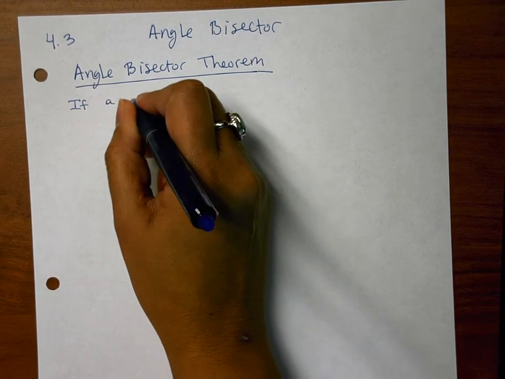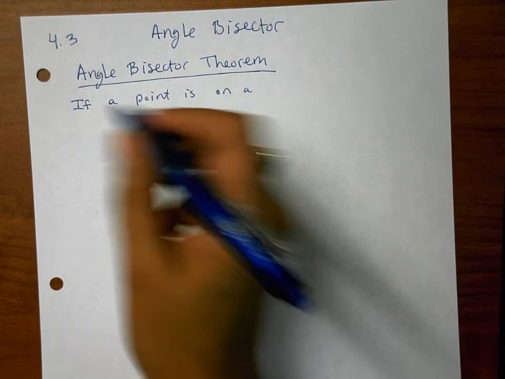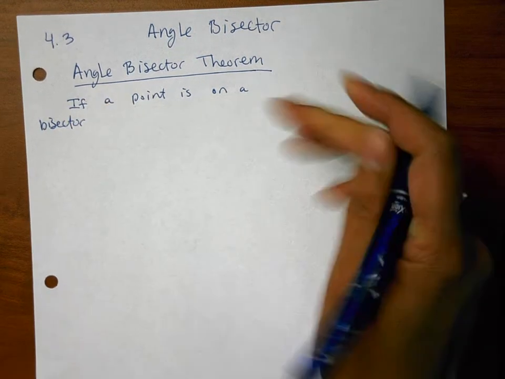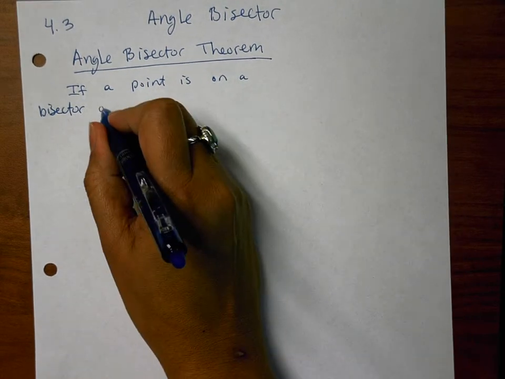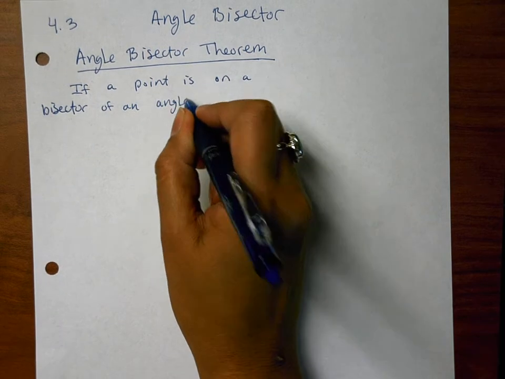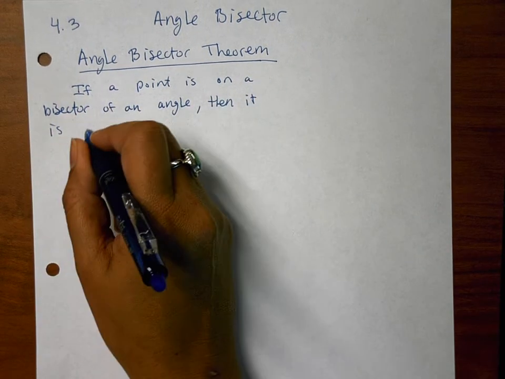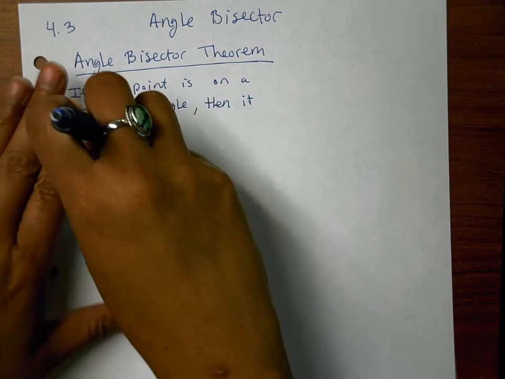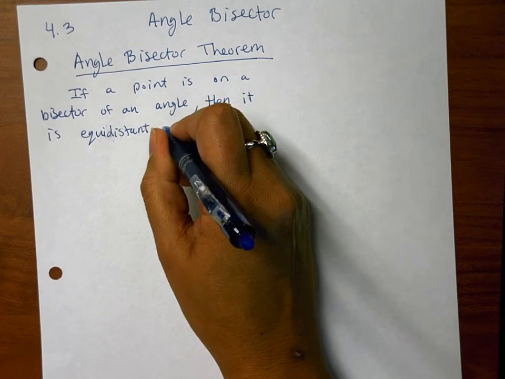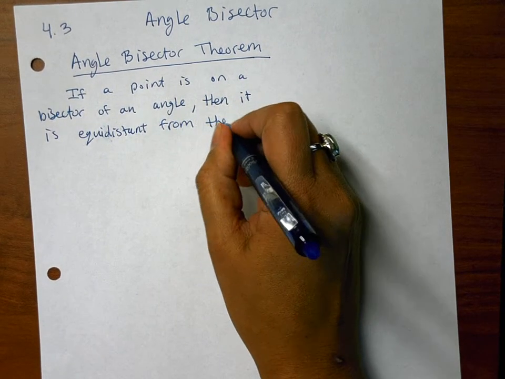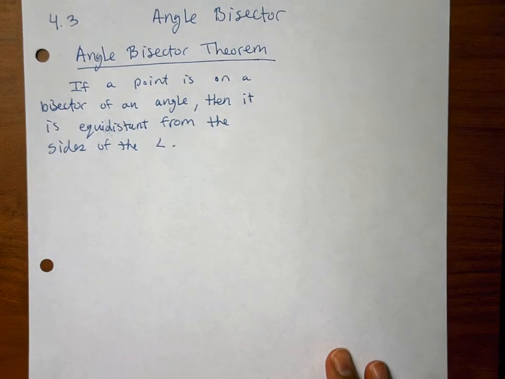If a point is on a bisector of an angle, then it is equidistant from the sides of the angle. I'm going to leave space here to draw the picture. What does that mean?